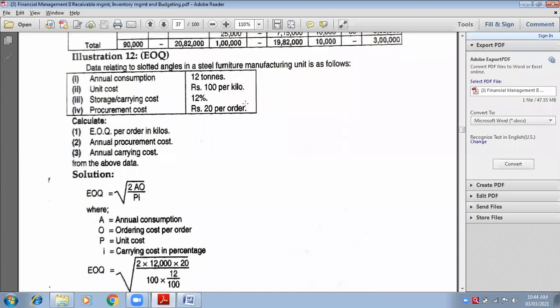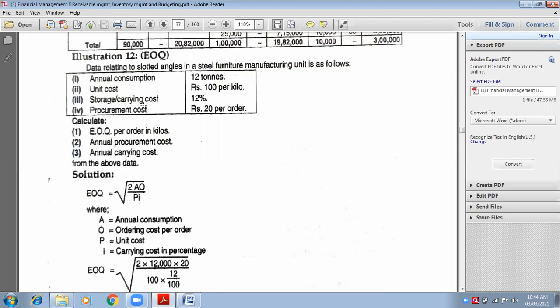Now, unit cost means ordering cost. Oh, sorry, no. It's not an ordering cost. Procurement cost is ordering cost. Always remember the ordering cost is also known as procurement cost. Procurement cost is rupees 20 per order. Okay, it is perfect. 20 per order. That's what I want. Per order is what I want and per order is given.